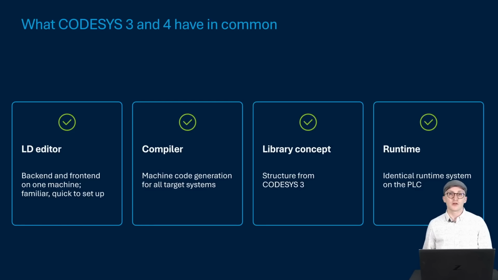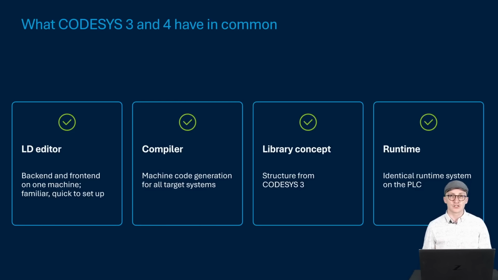You can see 4 shared building blocks on the screen, and these are not just compatible, they are jointly developed. The IEC editor Ladder shares a common technical core. The compiler produces identical machine code regardless of which tool you use. The library concept carries over fully, and compiled libraries move freely between both tools in both directions. And the runtime on the PLC is exactly the same. In practice, every library you have built in CODESYS 3 remains fully usable. Your engineering knowledge and your tested code carry forward.